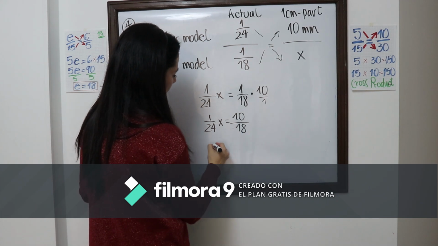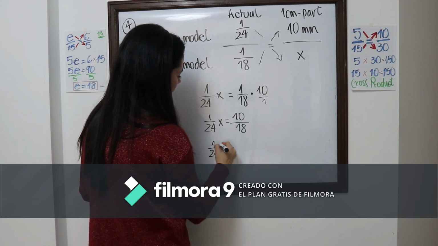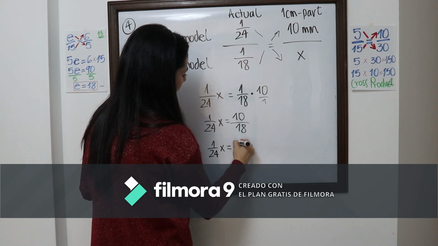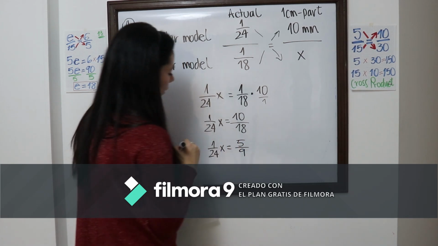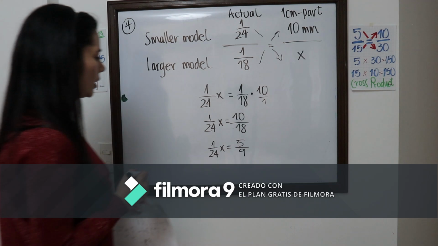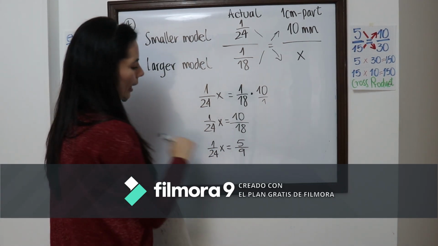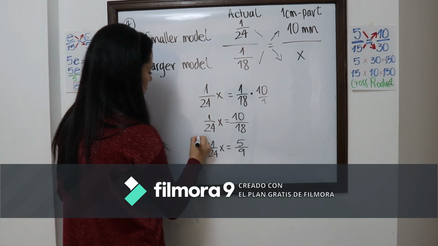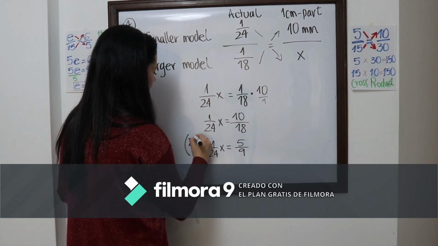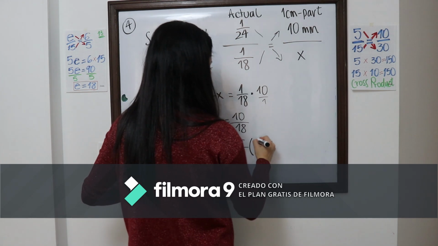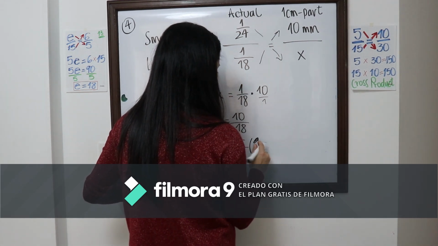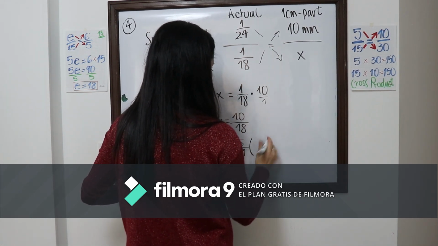And I'm going to have just 5/9, just to make everything a little bit easier for me. I just simplified it. And then I need to get x to be isolated. So what I'm going to do is work with the reciprocal. Remember, when we have fractions, working with the reciprocal is probably the easiest thing we can do.